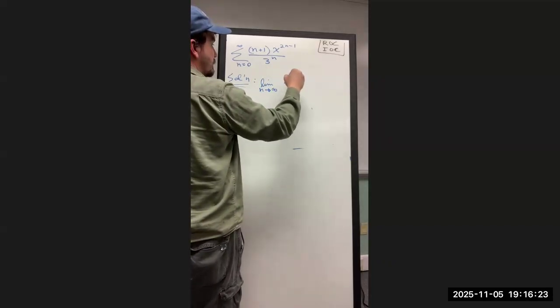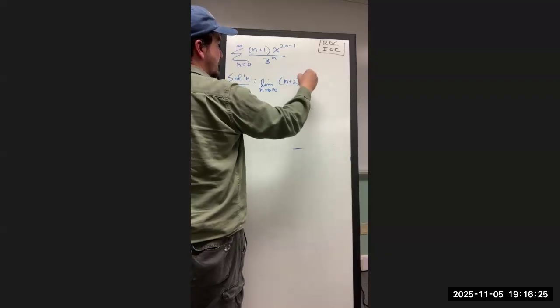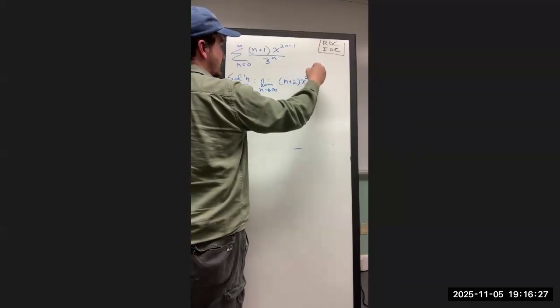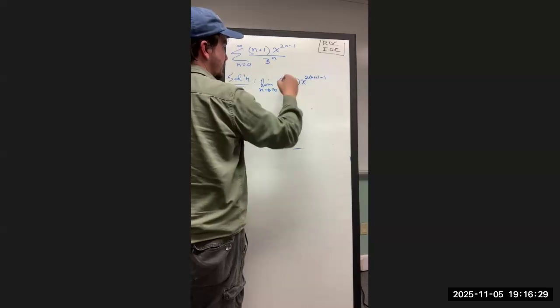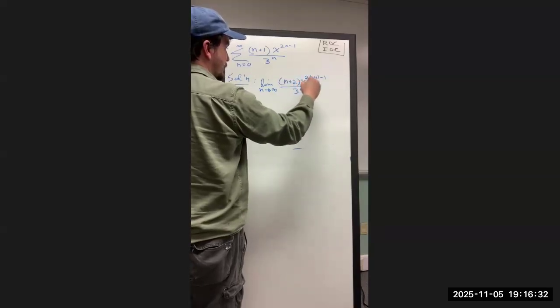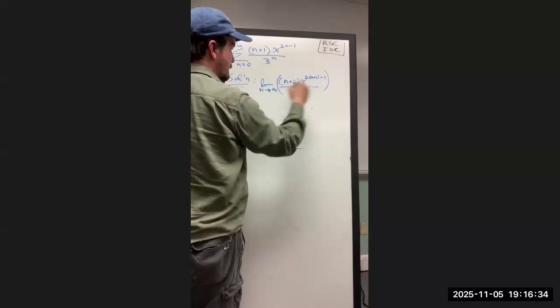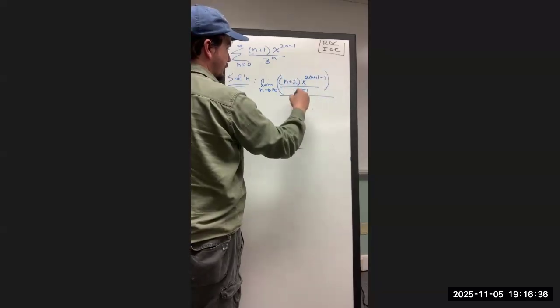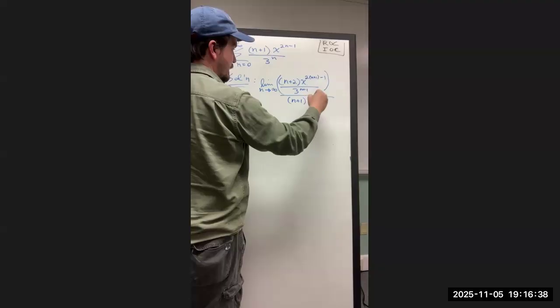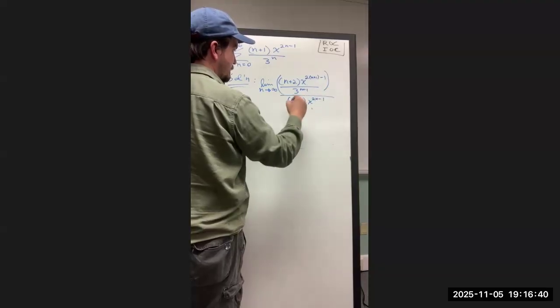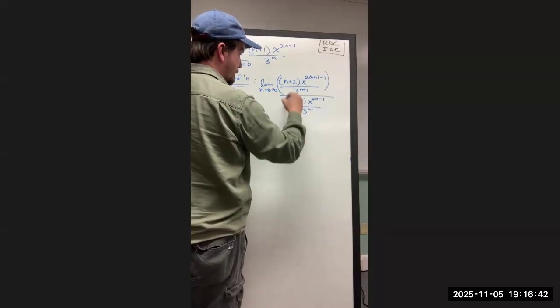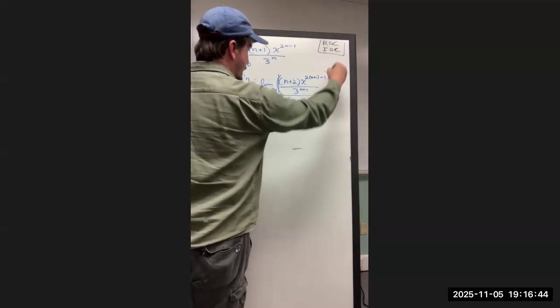And what do we get? We get n plus 2 times x to the 2(n plus 1) minus 1 over 3 to the n plus 1, divided by n plus 1 times x to the 2n minus 1 all over 3 to the n. Look at the absolute value of that.